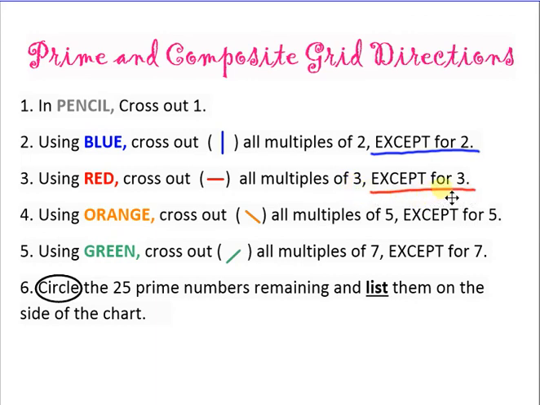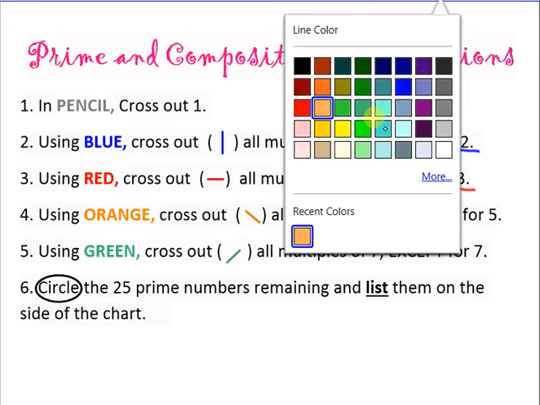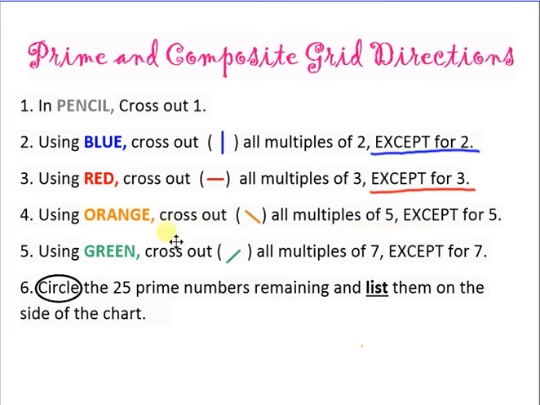Okay, with an orange, let's see, I don't have orange here, do I? Oh, maybe I do. Okay, so with an orange marker, you're going to cross out all the multiples of 5 except for 5. And with green, you're going to cross out all of the multiples of 7 except for 7. If you follow these directions to a T, what you're going to end up with is 25 numbers that are not crossed out. And I want you to circle those 25 numbers. Those 25 numbers are the 25 prime numbers under 100.